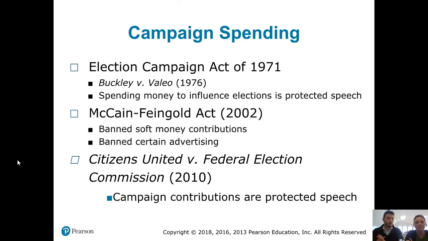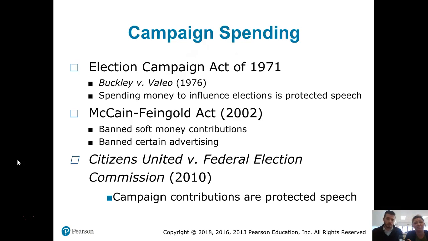It also bans certain advertising. Again, that's not as important for you to know quite yet, but we'll get into it later. It bans advertising within a month of the campaign or the month of the election. It's weird regulations. The last thing is Citizens United versus the Federal Election Commission.